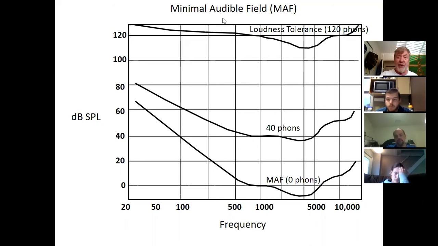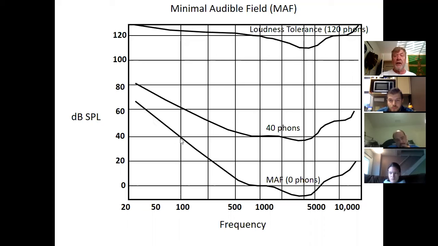So let's look at this bottom line, MAF, minimal audible field. And what does it represent? The softest level it takes for a normal hearing human to hear all the different frequencies at 1 meter distance from a speaker with two ears. Instead of just talking about 1,000 hertz, we are now playing that game with all the different frequencies. And we find very uneven hearing sensitivity across the frequencies.